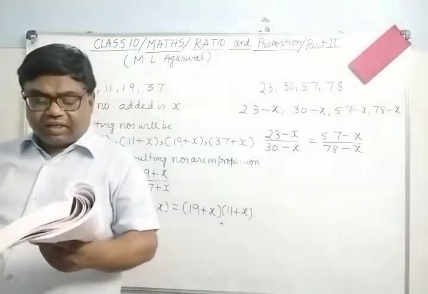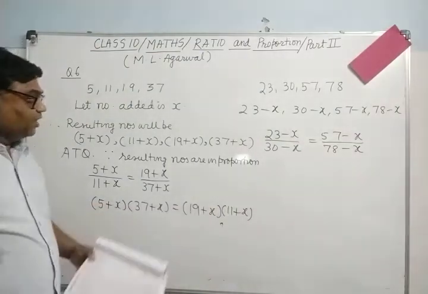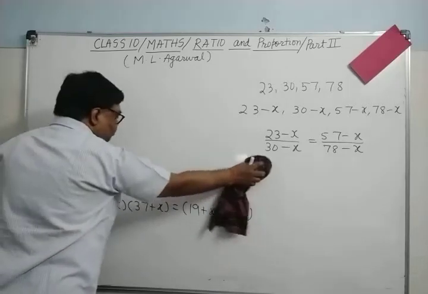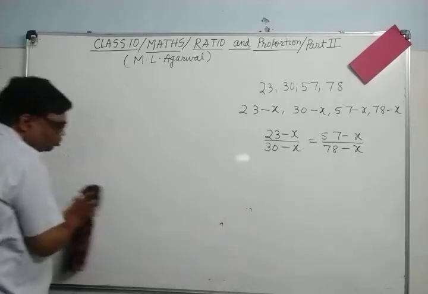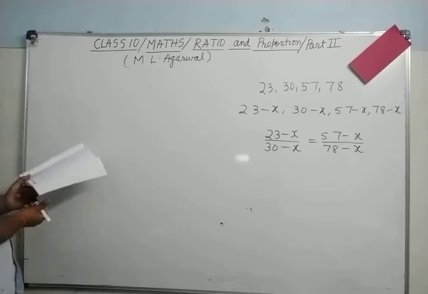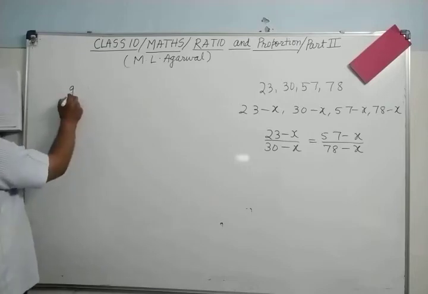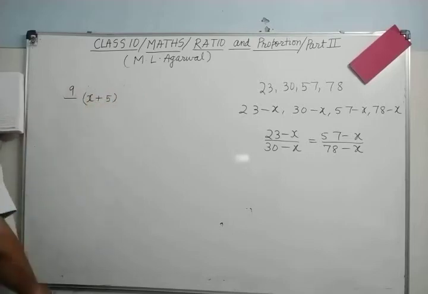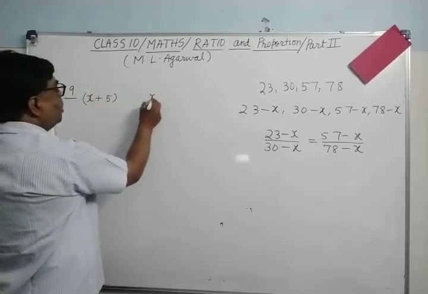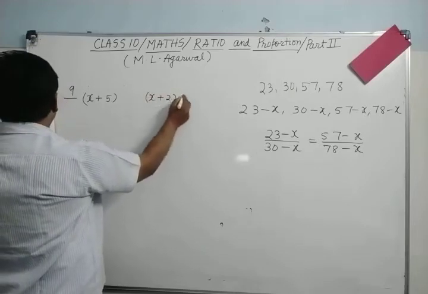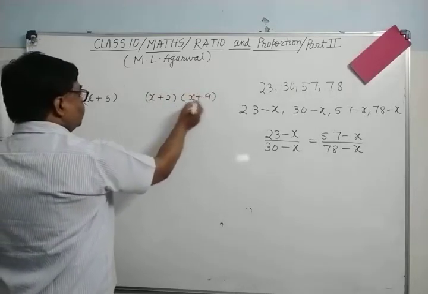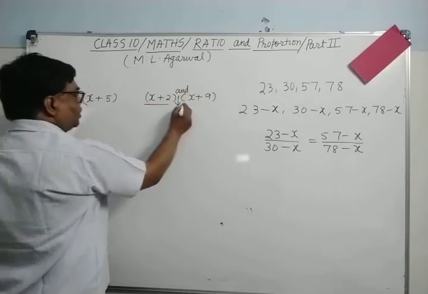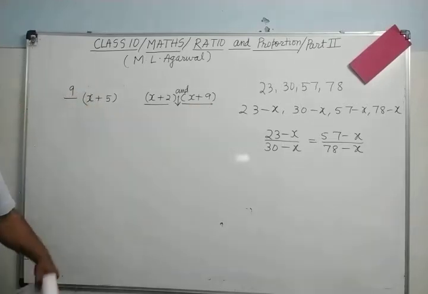Now you can see question number 9. All these questions are very simple, only simple mathematics is involved. Here it is given that x plus 5 is the mean proportion between x plus 2 and x plus 9. Means the mean proportion between these two is x plus 5.